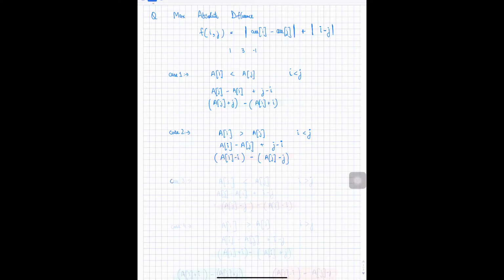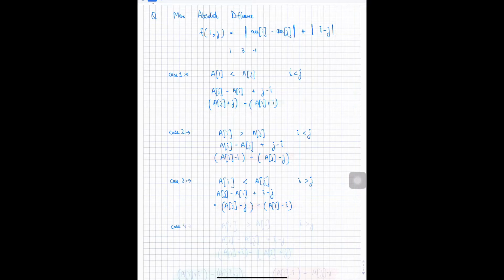Now let's see case 3. Here A[i] is less than A[j] and i is greater than j. Here our solution will be A[j] - A[i] + i - j, which we can write as A[j] - j - (A[i] - i).